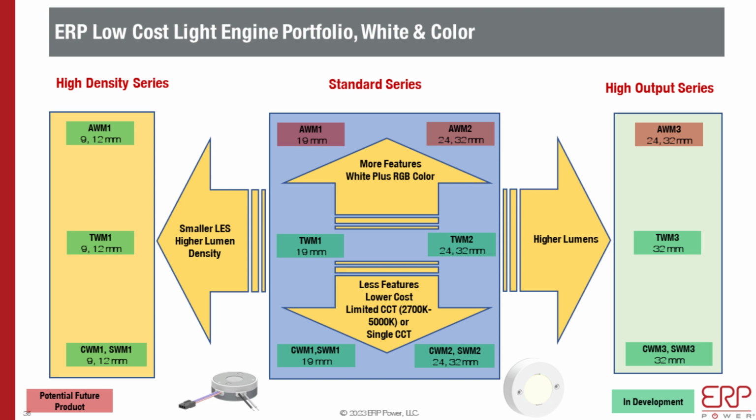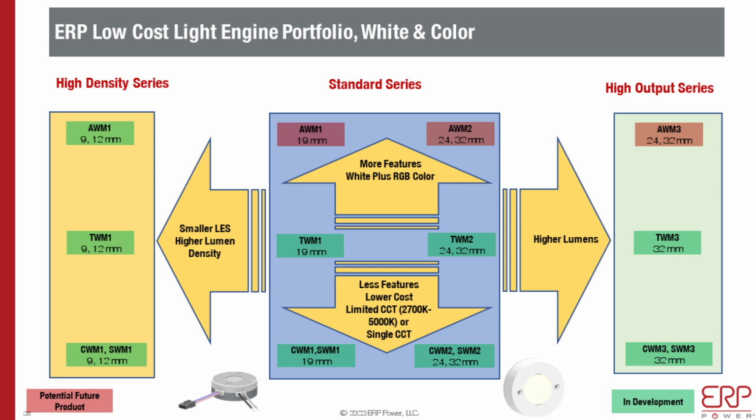As you saw in that example, it can give you tighter beam angle applications. And then if you move to the right, which I call the high output series, if somebody needs 4,000 lumen, 5,000 lumen, or even higher, we can come up with a higher lumen version. And these are the 3 series. So we can easily give you, even in the 32 millimeter, like 4,000 lumen out of the puck.